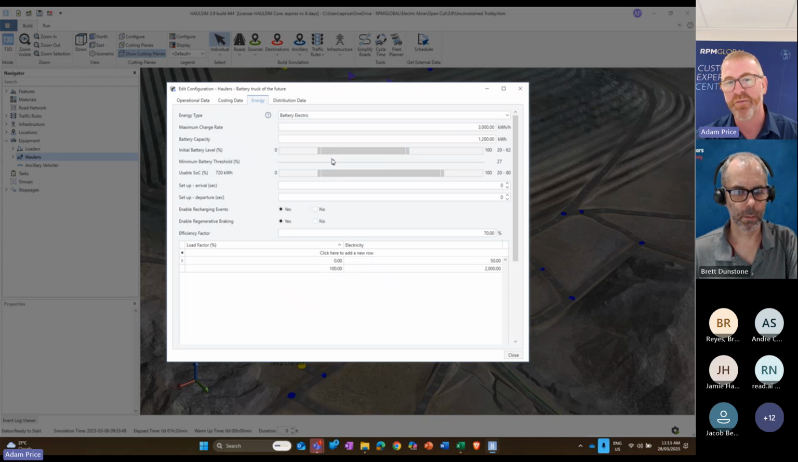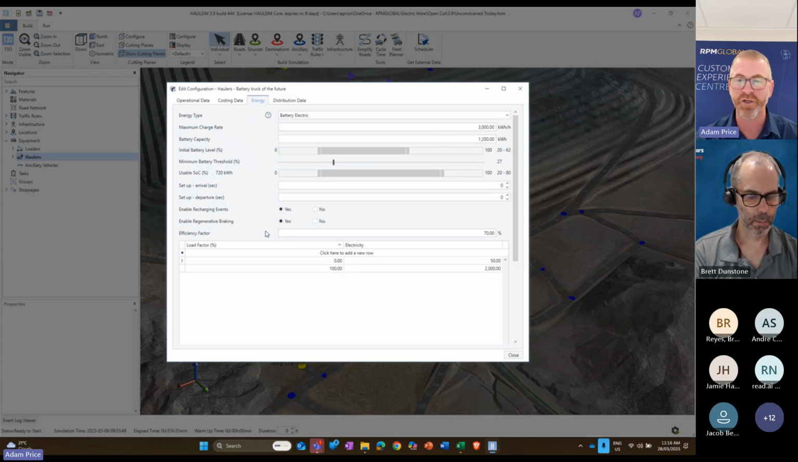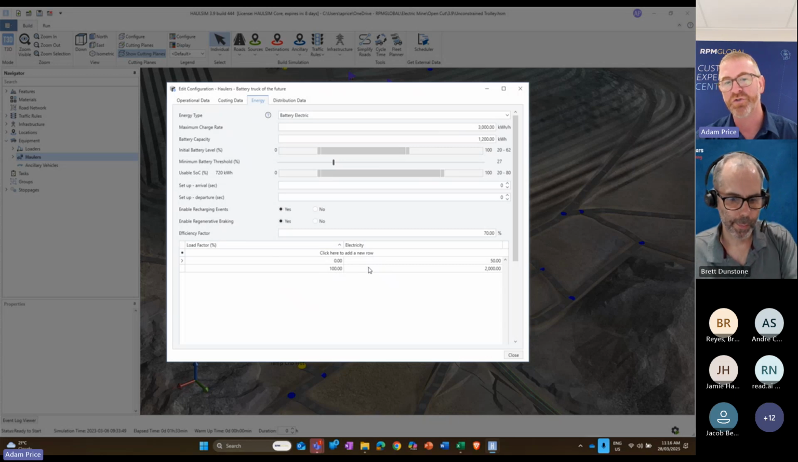We can set a minimum threshold. That's the point at which the truck will go and try and find somewhere to recharge. If it gets below that point, it'll go and find somewhere to recharge. We can enable charging events or not. So if we're just looking at trolley, then we turn that off. But we can also capture energy through regenerative braking. So when the trucks are slowing down or going down ramps, we can put that energy back into the batteries. And this is how we model our usage.